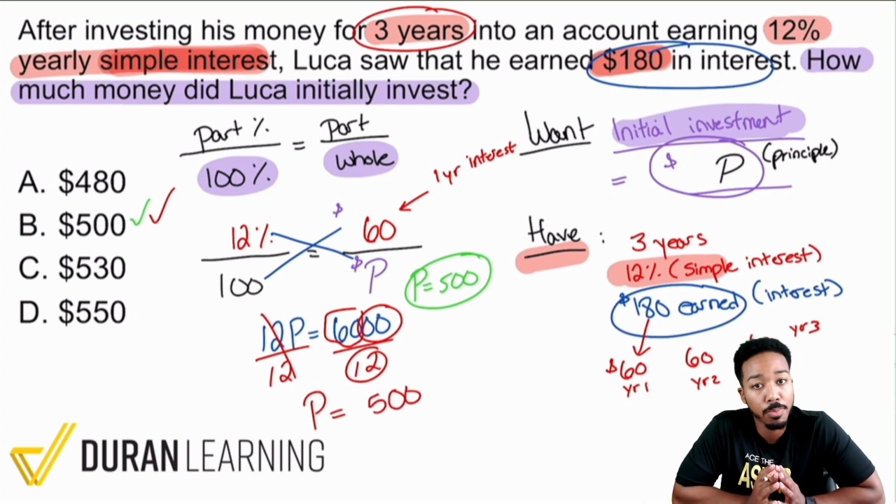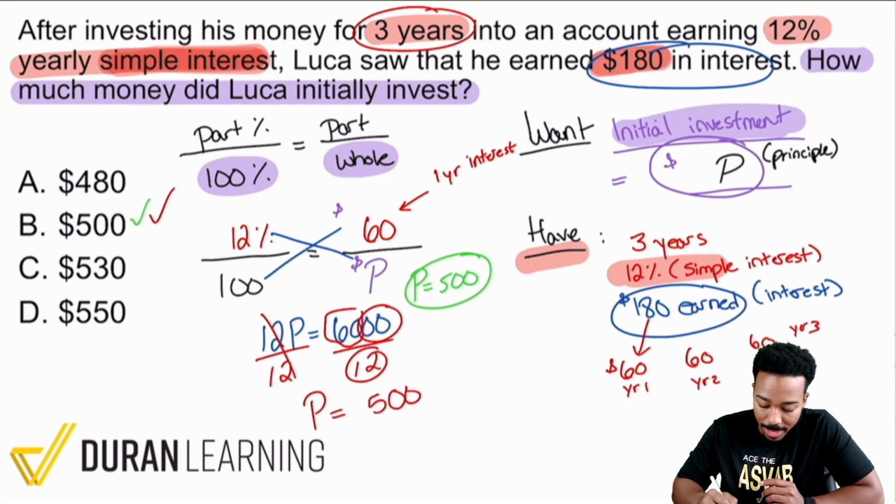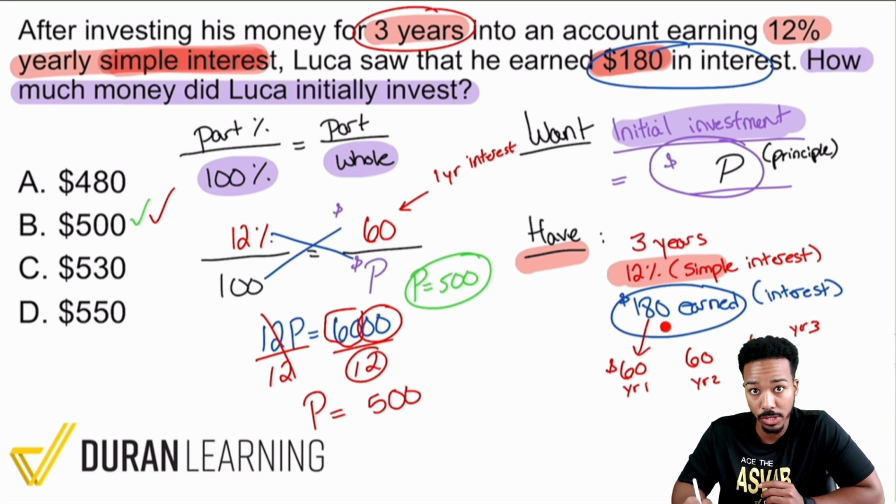And so this is a problem where we wanted to solve for the initial investment, okay? And we were given the interest that we started with. Notice that the interest needed to match its percent. It had to match. When we used the 180, that was 3 years of interest, and so that was 3 times 12%.